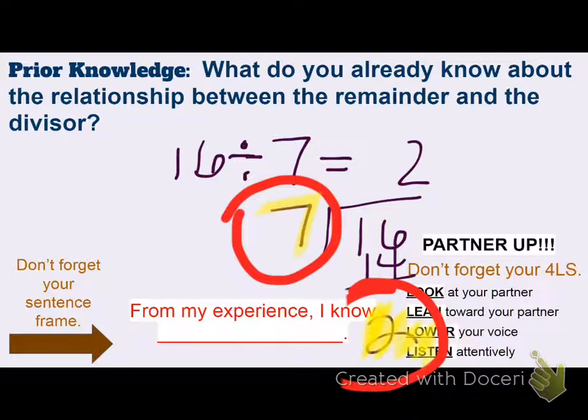If that number 2 was bigger than 7 or was the number 7, I can create another group, so I know that I have the wrong answer. So again, the relationship is if the remainder is smaller than the divisor, then you probably have the correct answer. If your remainder is larger or equal to that divisor, then something went wrong.